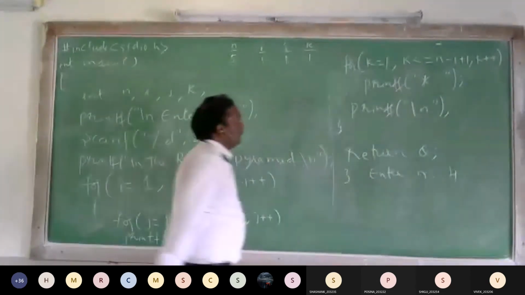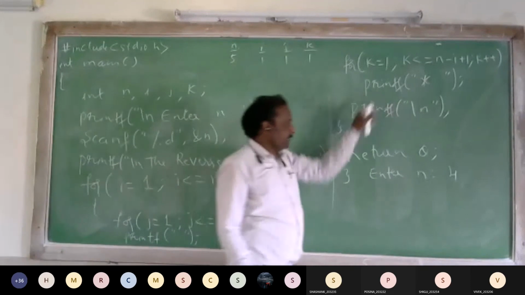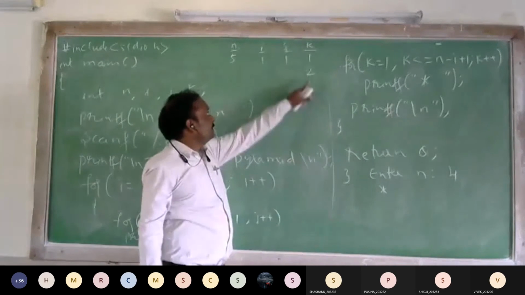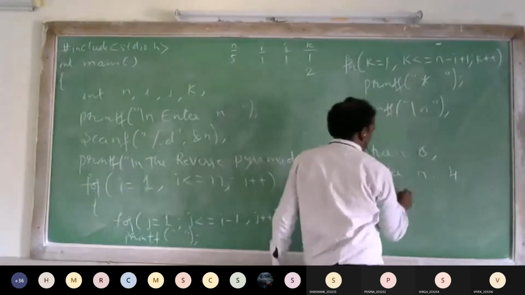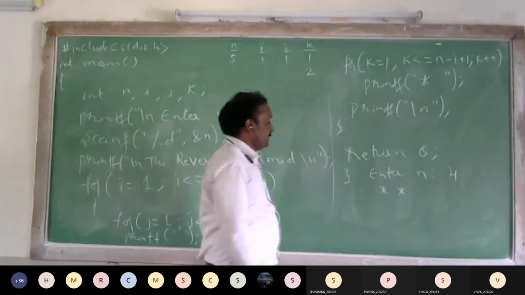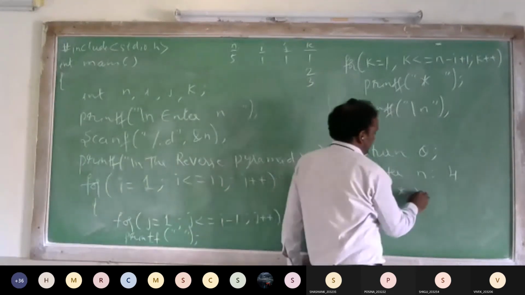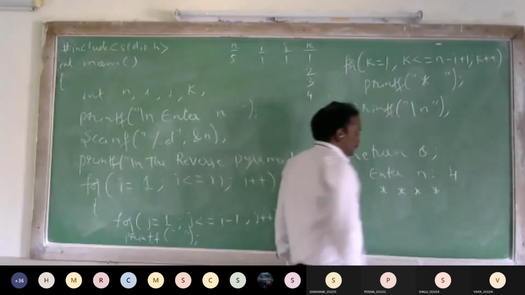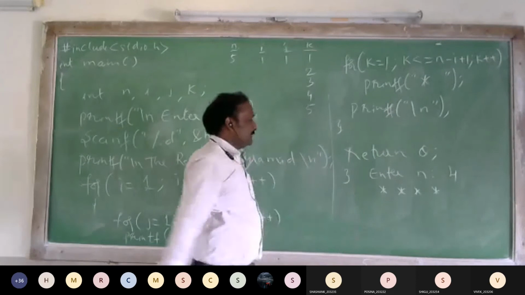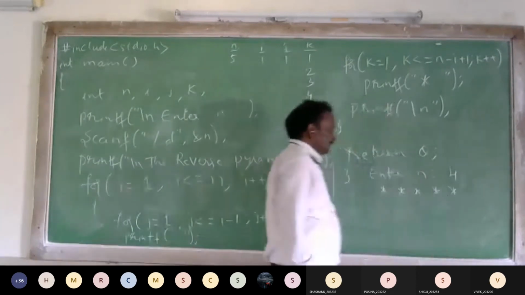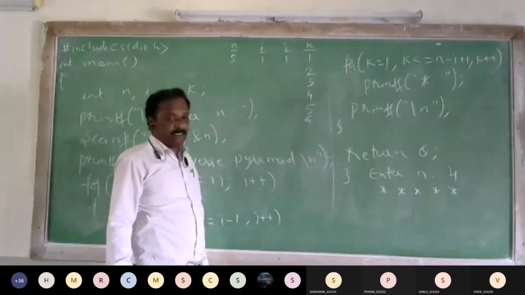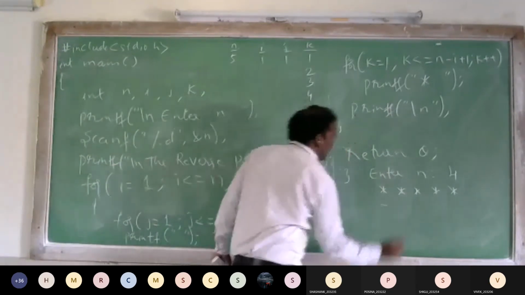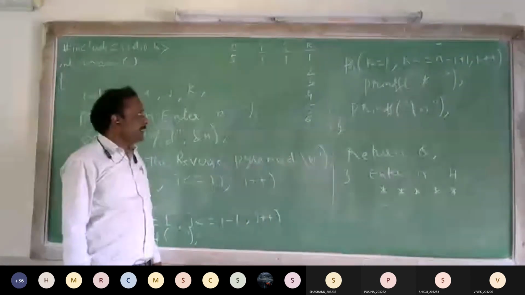So 1 less than or equal to 5. Printf star. So 1 star is printed. K plus plus, 2 less than or equal to 5. Printf star. K plus plus, 3 less than or equal to 5. Printf star. K plus plus, 4 less than or equal to 5. Printf star. K plus plus, 5 less than or equal to 5. Printf star. K plus plus, 6 less than or equal to 5. False. False means printf slash n. The cursor will come to the next line.